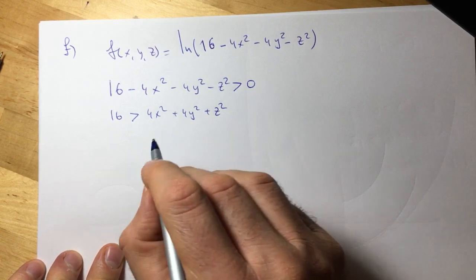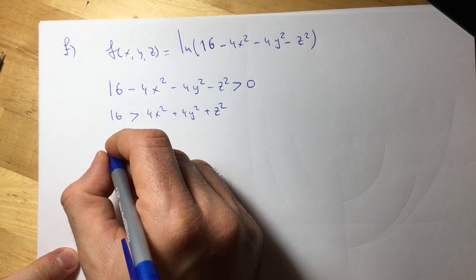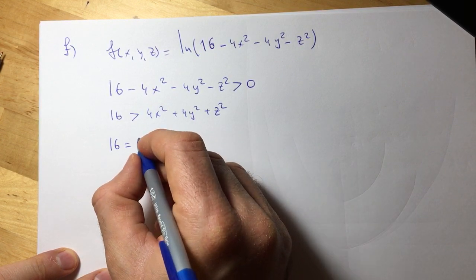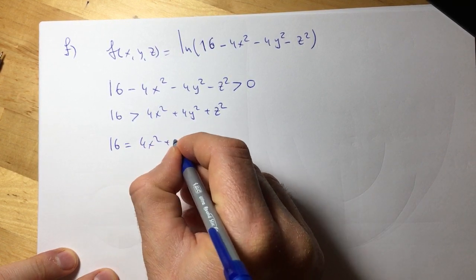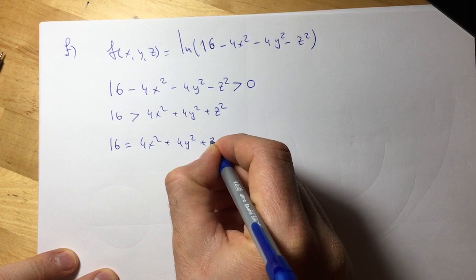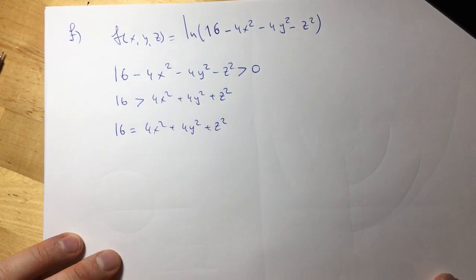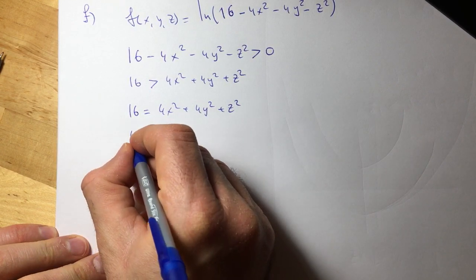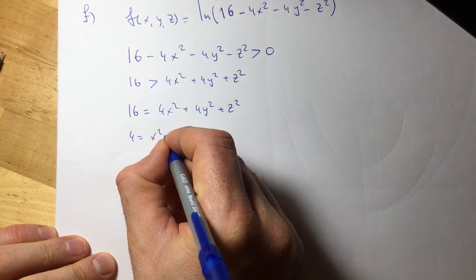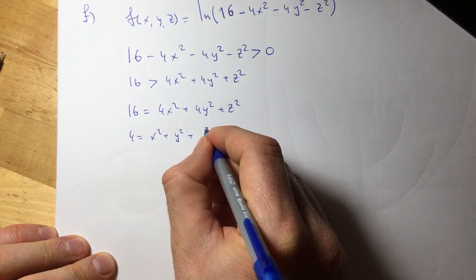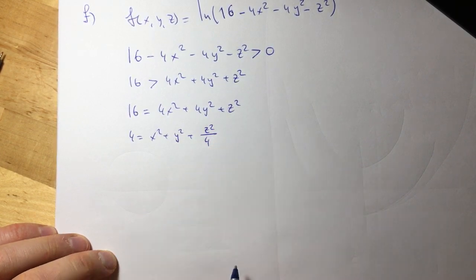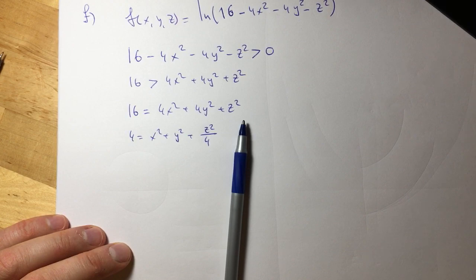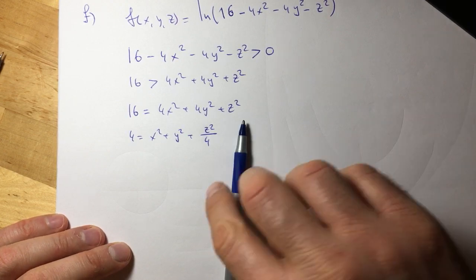Okay, so how are we going to find the domain? Well, you can always set up this equality: 16 is equal to 4x squared plus 4y squared plus z squared. And if you remember these quadratic surfaces, divide everywhere by 4. You get 4 is equal to x squared plus y squared plus z squared over 4, or over 2 squared. And this was the equation of an ellipsoid.